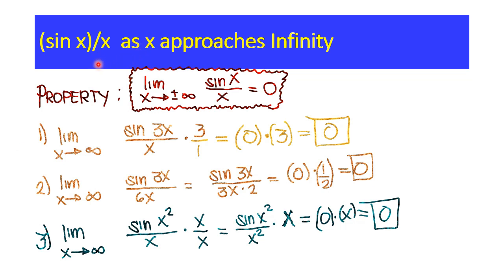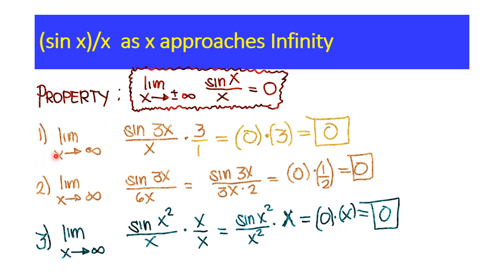We have a trigonometric function example in the form of sin x over x as x approaches infinity. We have a property that goes something like this. The limit of sin x over x as x approaches positive or negative infinity is equal to 0. We are going to use this property in these following problems.